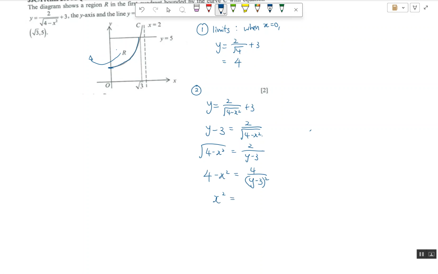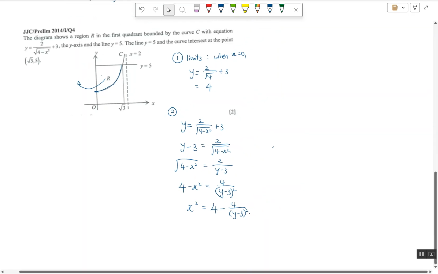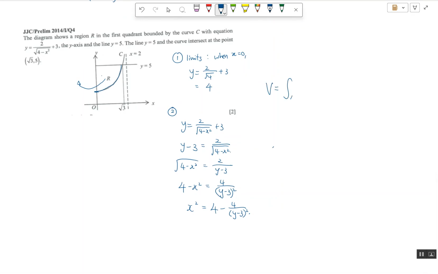Make x squared the subject. Don't need to make x the subject because you are going to integrate pi x squared. 4 minus 4 over y minus 3 squared. Okay, so this is your expression in terms of x squared. Now the volume generated is just a straightforward integral from 4, because over here is 4, here is 5, 4 to 5, 4 minus 4 over y minus 3 bracket squared dy.